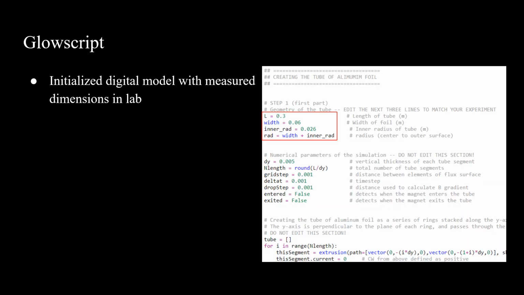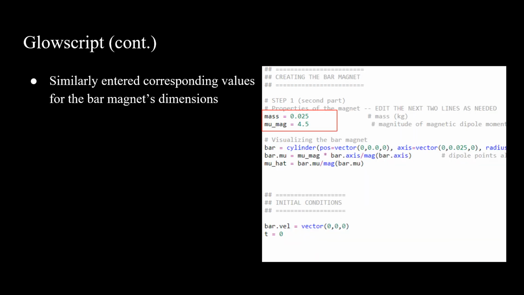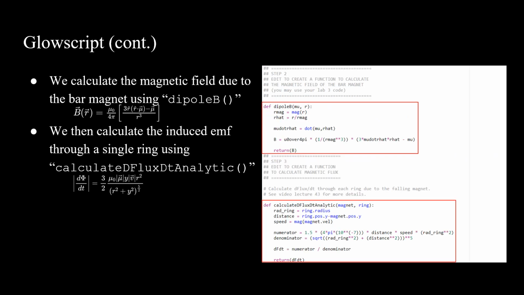So moving on to GlowScript, you can see that we initialized the digital model of the aluminum foil roll using the dimensions we calculated earlier. And similarly, we will enter the mass and magnetic dipole we measured for the bar magnet as well. And then from there, we can calculate the magnetic field of the bar magnet using the dipole B function, which I copied from my lab 3, and we use the formula below. And then we also calculate the induced EMF through a single ring using the calculate dflux dt analytic function using the change in flux formula listed below.